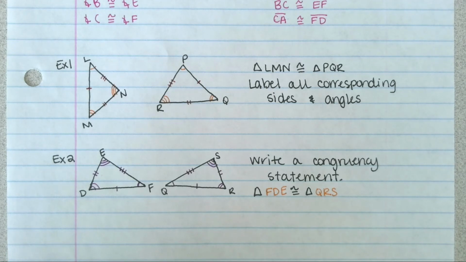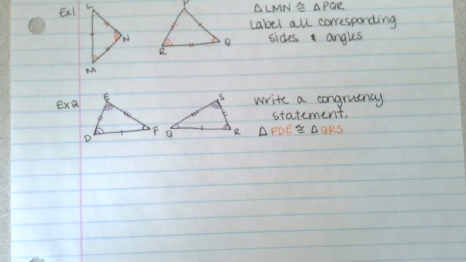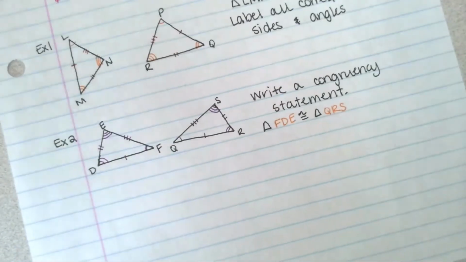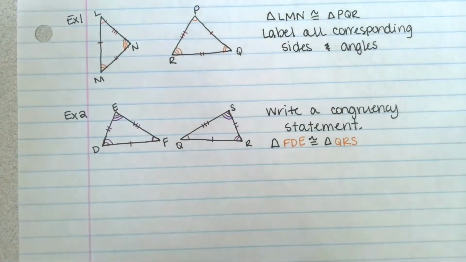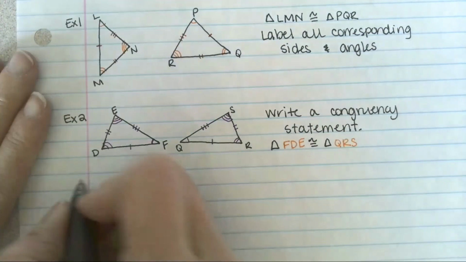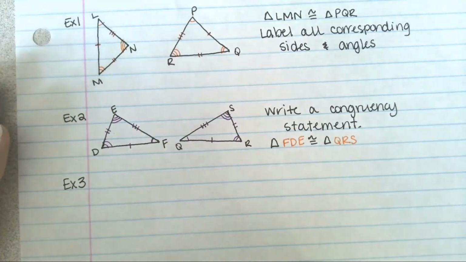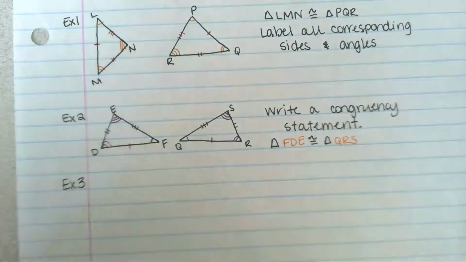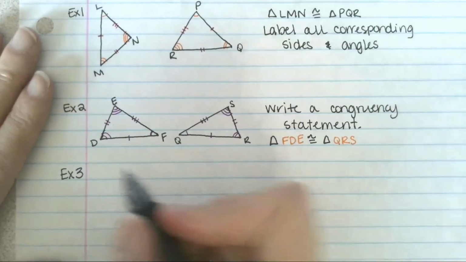Okay, there's only one more type of example that I'd like to show you, and then you can go and do your practice work. So in the last example, I'm going to give you a diagram. It will be fully marked. I'm going to give you the triangle statement, and then I'm going to ask you to complete a congruency statement. So here's what this is going to look like.